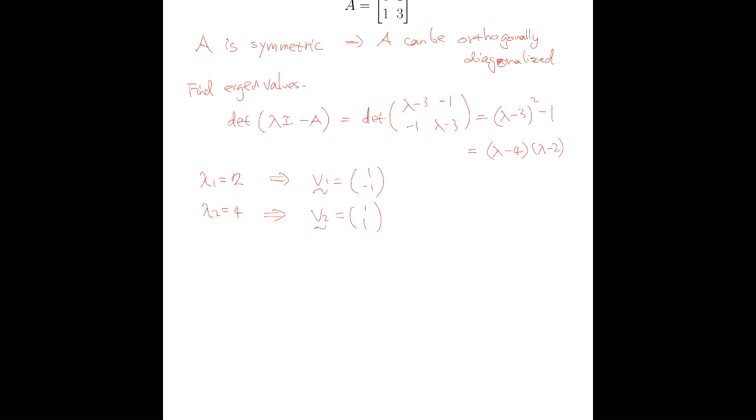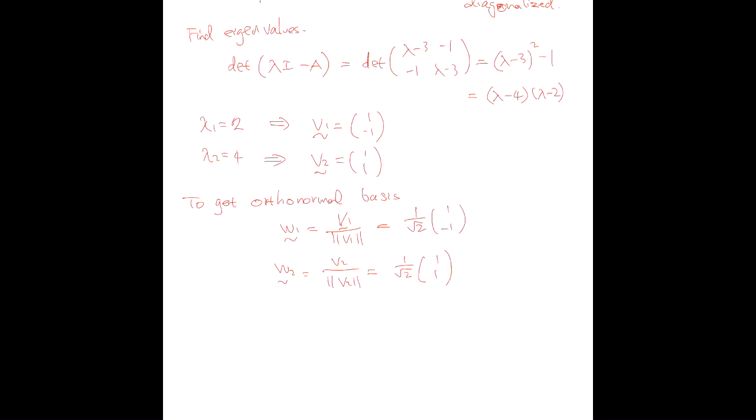So let's say to get an orthonormal basis, we just define W1 as V1 divided by the norm of V1, which is 1 over root 2 times (1, -1), and W2 is V2 divided by the norm of V2, which is 1 over root 2 times (1, 1). Okay, now we get an orthonormal basis for each eigenspace.